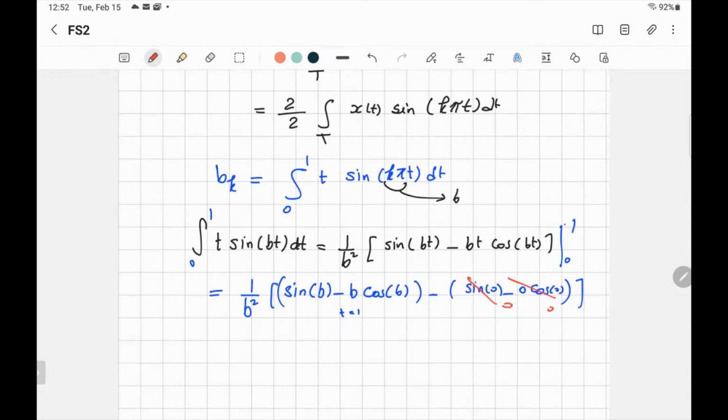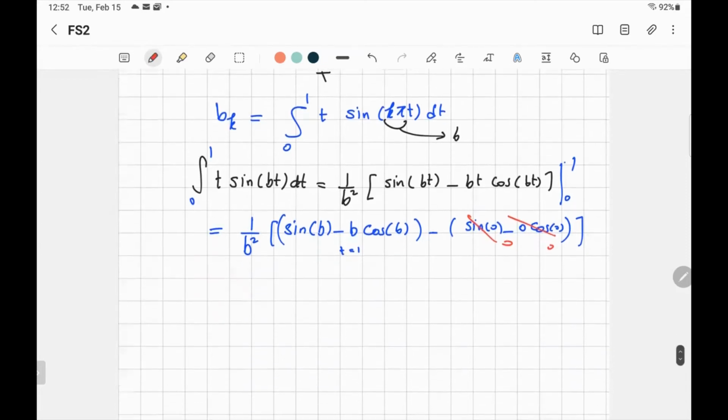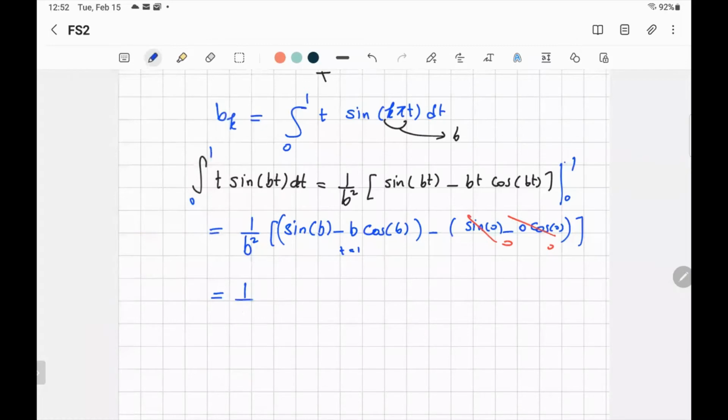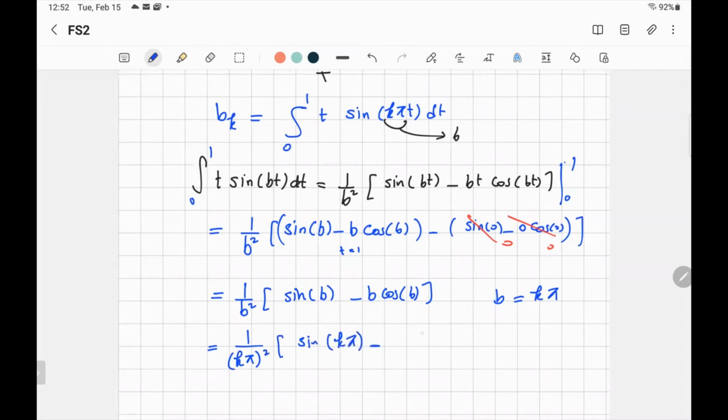We don't know about the rest. We have to substitute the value of b. That will be equal to 1 over b squared times sine b minus b cosine b. I know b is equal to k pi. Now it's 1 over k pi squared times sine k pi minus k pi cosine k pi.